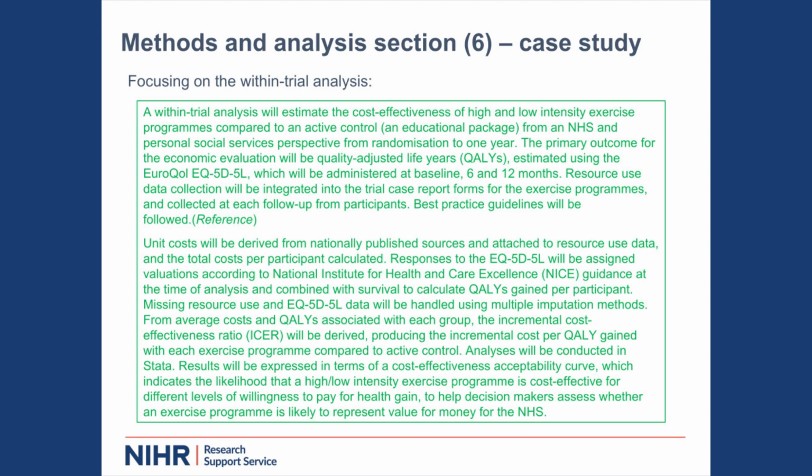We say how missing data will be handled. Missing data will be handled using multiple imputation methods. And then we say how we're going to present the results. So we're going to see our average costs and QALYs in each group to calculate what's known as the incremental cost effectiveness ratio, which is the extra cost to get an additional QALY gained for using one of the exercise programs compared to the control.